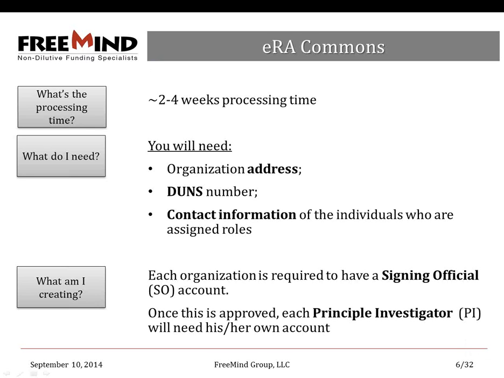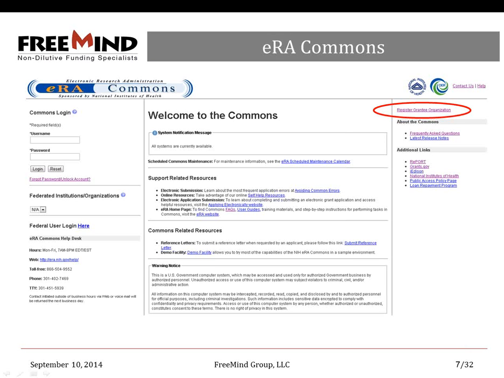Okay, so in order to do the ERA Commons registration, you're going to go onto this ERA Commons homepage. On this homepage, on the top right-hand corner, you're going to see the Register Grantee Organization button that I circled in red here. Click on this. This will bring you to the following page.